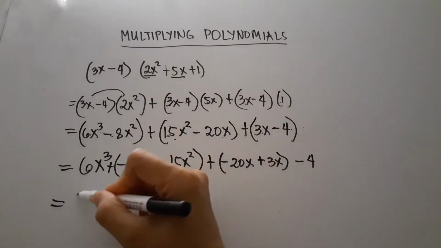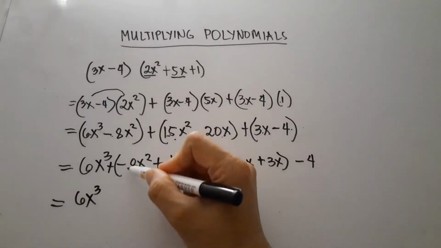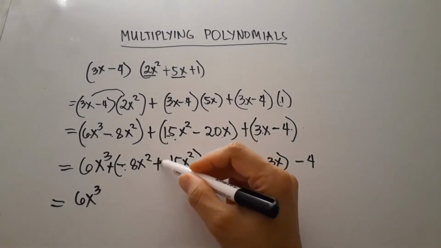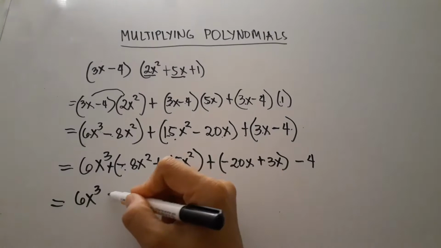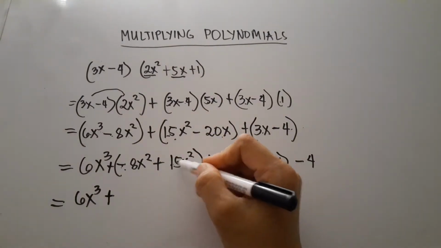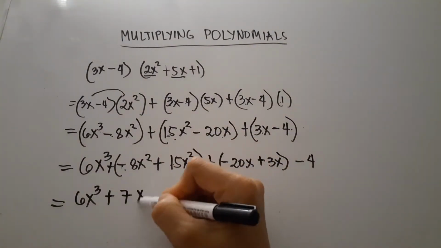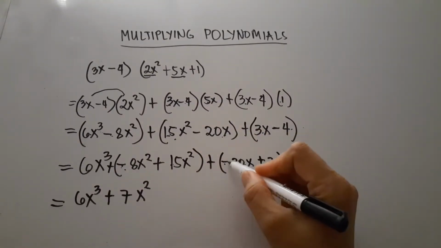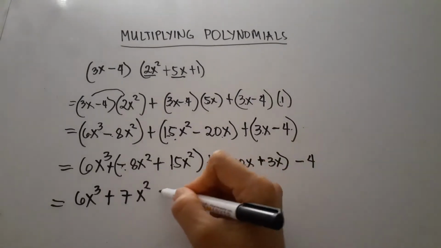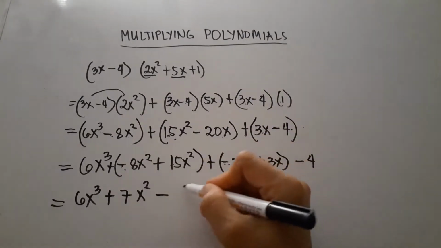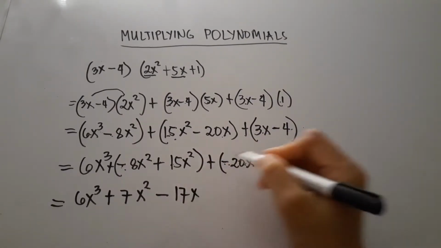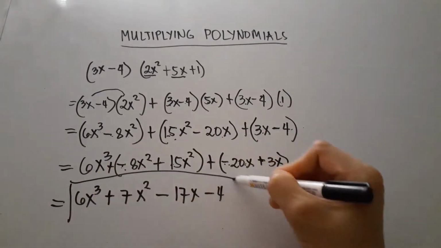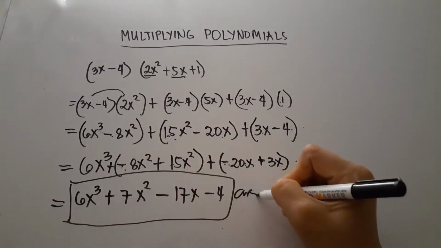Let's see, we add, so 6x cubed, since only one term is 6x cubed. Then since 15 is the larger value, we can use the positive. So 15 minus 8 becomes positive 7. Negative 20x plus 3x, since negative 20 is the larger value, we can use negative, and this is the answer.